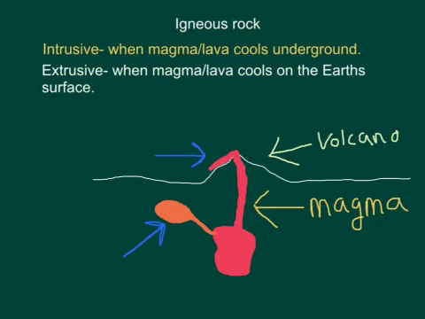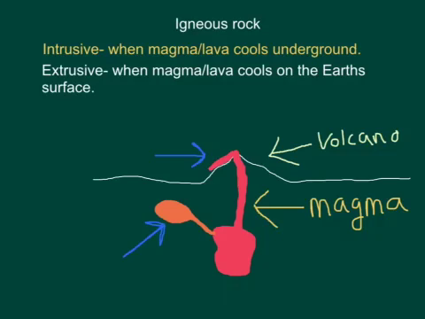The first rock type we're going to talk about is igneous rock. If you remember from the previous slide, igneous rock is when lava or magma cools and turns into a rock. So there are 2 types, intrusive and extrusive. Intrusive is when magma or lava cools underground. You can think of inside the earth, intrusive. Extrusive is when magma or lava cools on the earth's surface. You can think of that as exit, or extrusive.